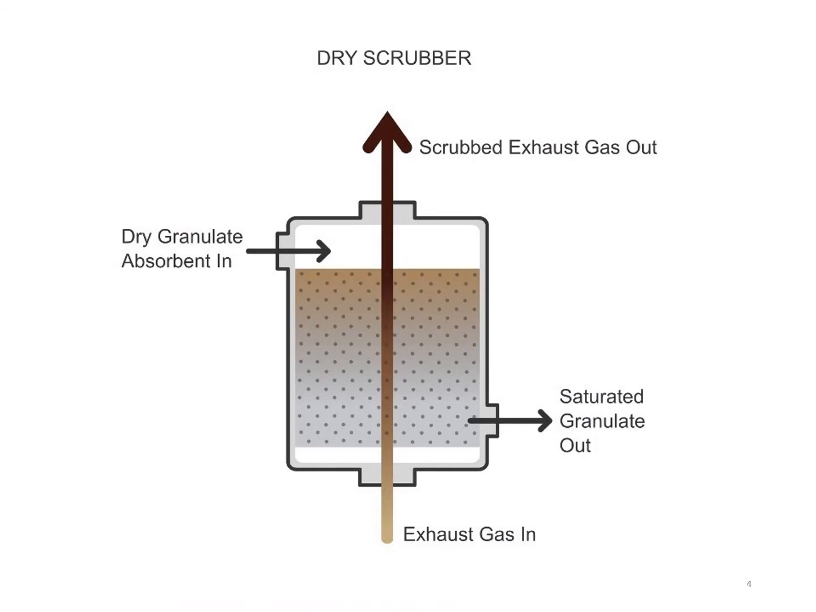The figure shown here is a dry scrubber. The difference between a dry and a wet scrubber is that in dry scrubbers, no water is used. The dry scrubbers are used in case the industrial exhaust contains contaminants like acids, sulfuric acid or hydrochloric acid, and these acids have to be removed from the exhaust gas before venting into the atmosphere. So the dry scrubber contains a dry granulate absorbent which is filled in this column, and the exhaust gas inlet is at the bottom of this column.